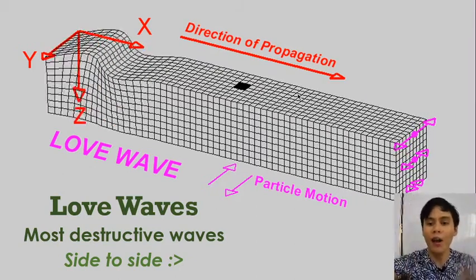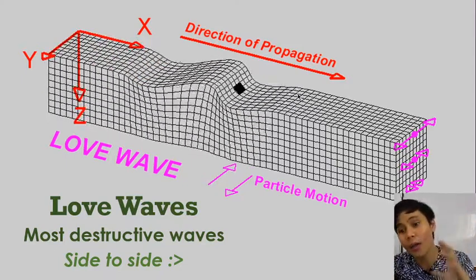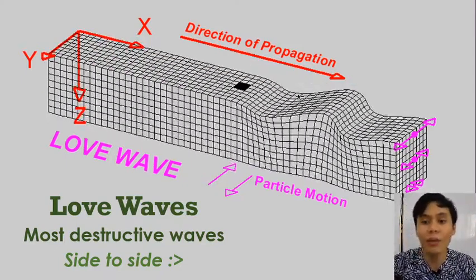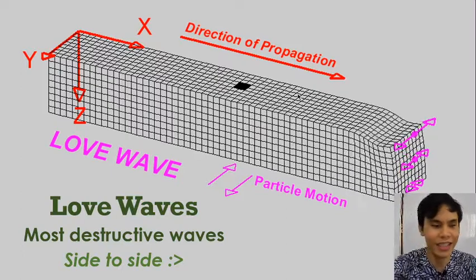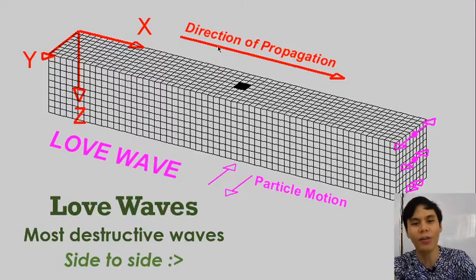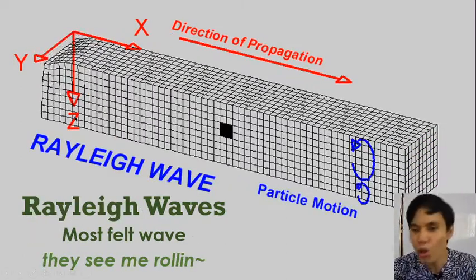So again, Love waves are the most destructive waves, and they're called Love waves because they were discovered by a guy whose last name was Love. It has nothing to do with the abstract concept of love, even though that's also destructive.